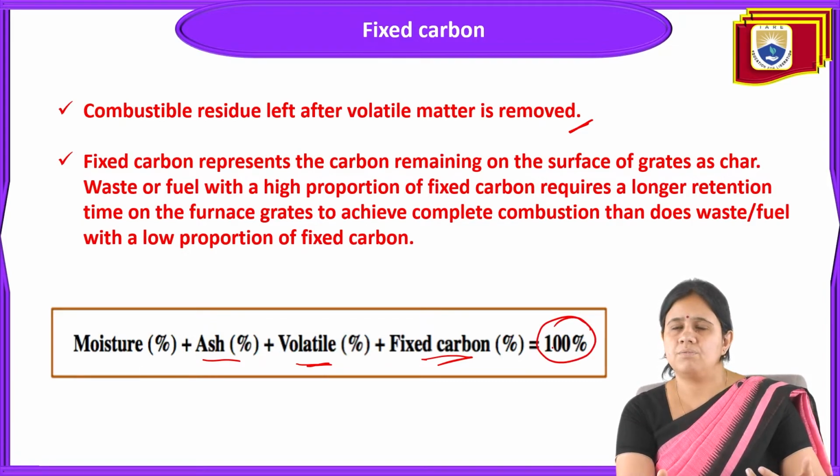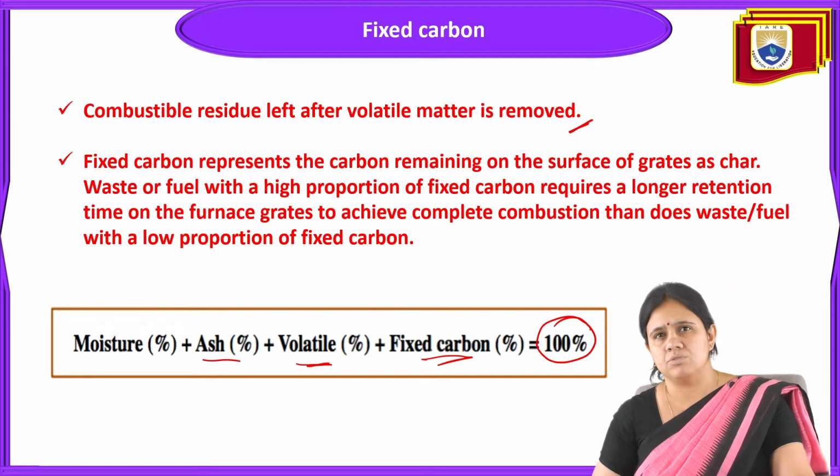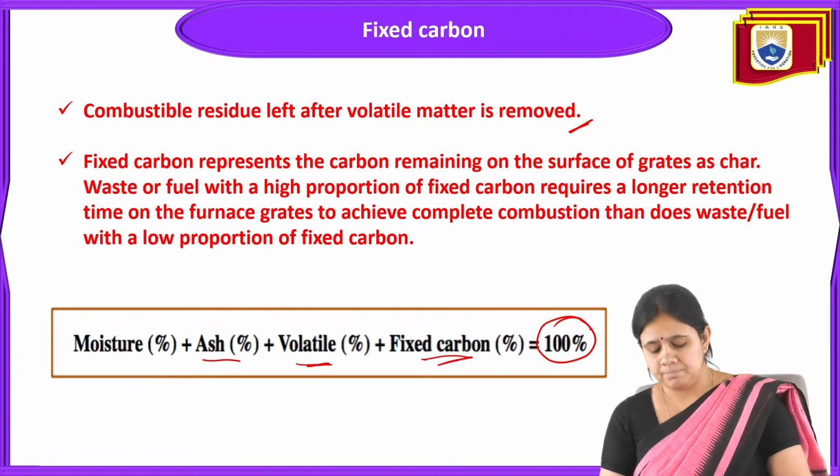So fixed carbon is the combustible residue that is left after volatile matter has been removed, and this fixed carbon represents the carbon remaining on the surface of the grates as char of the waste or fuel. A very high proportion of fixed carbon requires a longer retention time on the furnace grates to achieve complete combustion than does waste or fuel with a low proportion of fixed carbon. So this is all about the carbon.